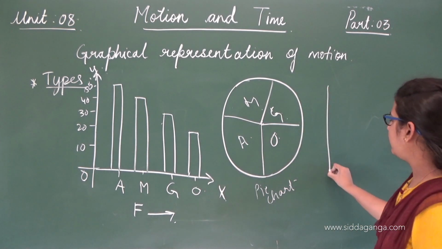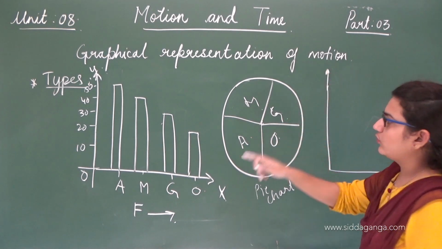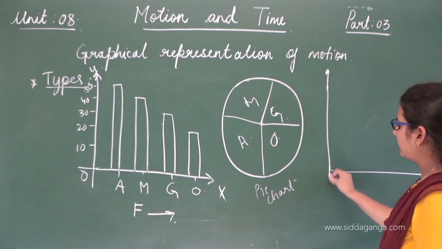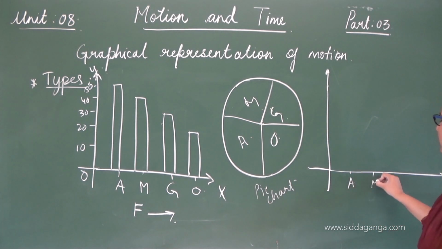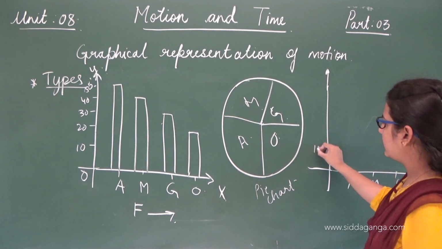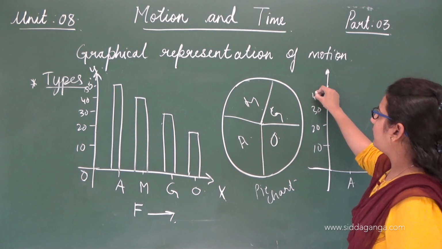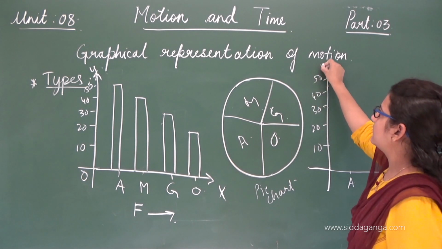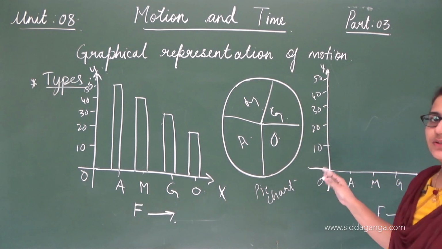And the line graph is almost similar to the bar graph, but we don't draw the bars. Instead we'll take lines. Again we'll have apple, mango, grapes and oranges, and the number of students 10, 20, 30, 40 and 50. So this is the y-axis, this is the x-axis, and this is the origin. Here we have the fruits and this is the number of students.